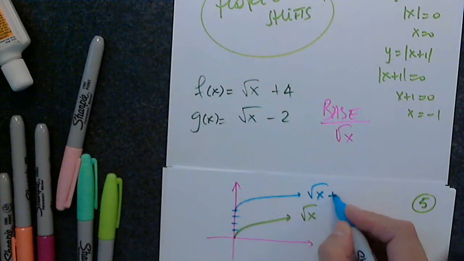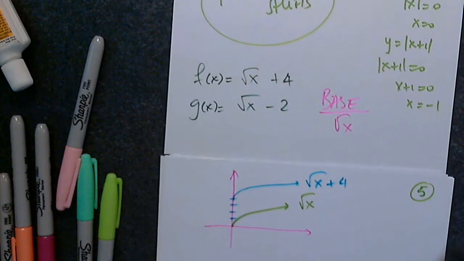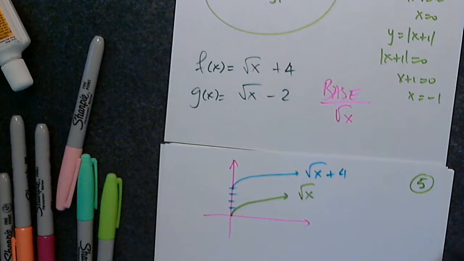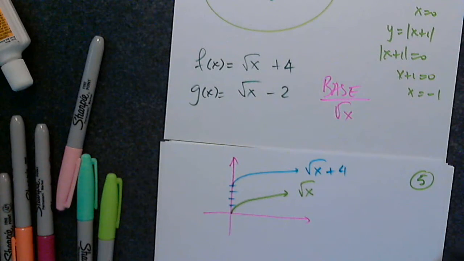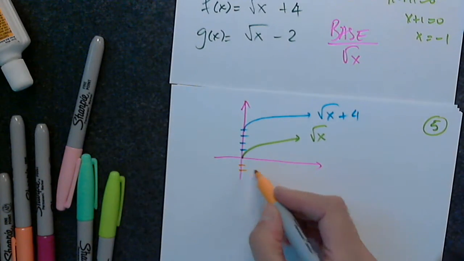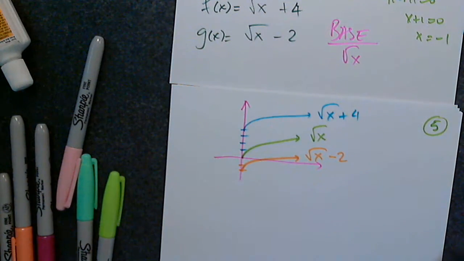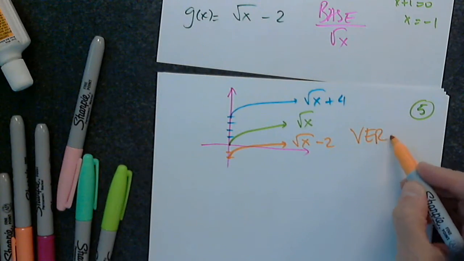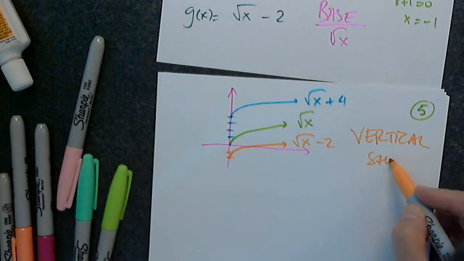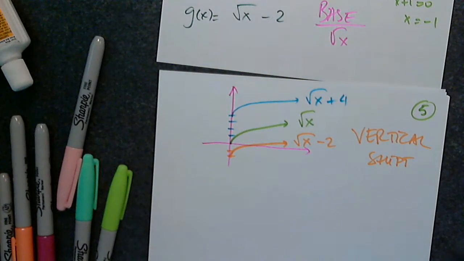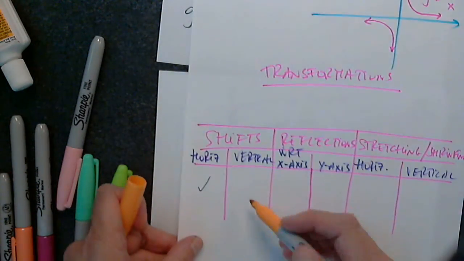And this is the square root of x plus 4. Now, can anyone tell us what g will do to the base function? Move it down. The base function will be moved down 2. So this is square root of x minus 2. So then, what do we call this transformation? We call it what? Very good. This is a vertical shift, and we are done with the second one.